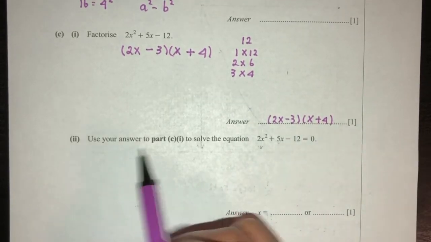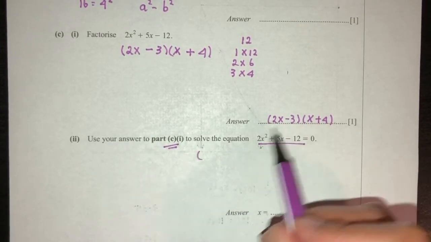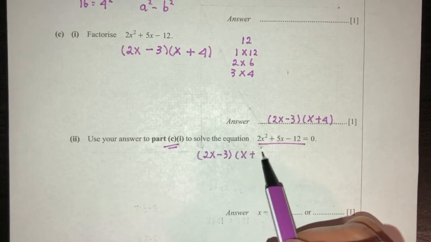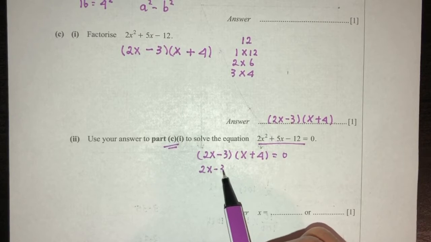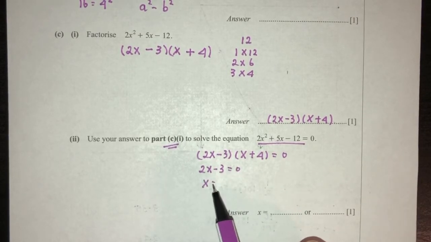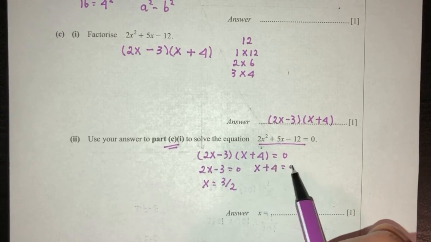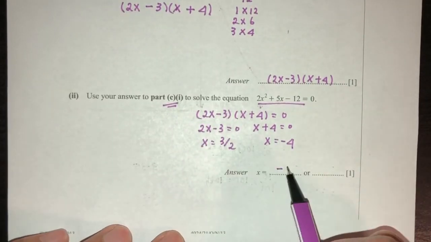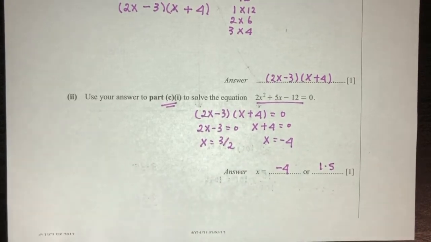Now for part 2, use your answer for part 1 to solve this equation. Pretty easy. That will become (2x minus 3)(x plus 4) equal to 0. So you have 2x minus 3 equal to 0, so x will be 3 over 2. x plus 4 is equal to 0, x will be minus 4. So your answer will be minus 4, or 1.5, or 3 over 2 is fine as well.